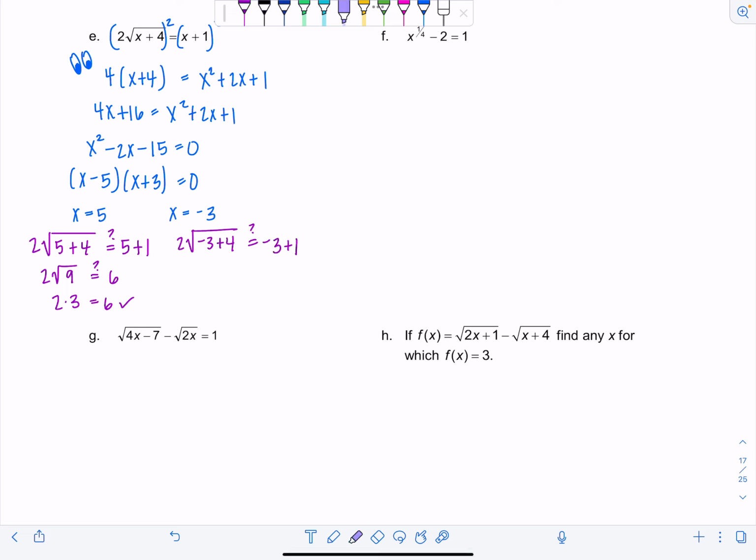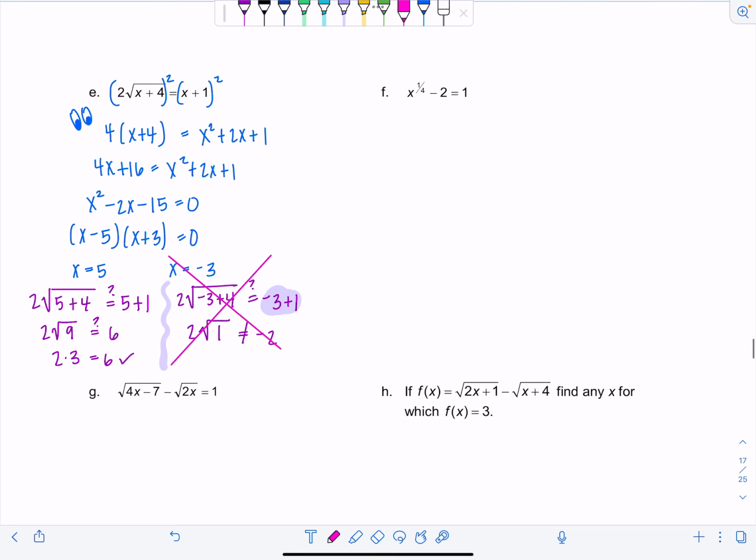I can already tell it won't work because I'm going to get a negative number here, and I can tell the left-hand side's not going to be negative, right? 2 times rad 1, that doesn't equal negative 2. 2 doesn't equal negative 2. Get real. So that means this one's not going to work. X equals negative 3 is not going to go in the solution set. So the only answer we're going to report for this one is 5.